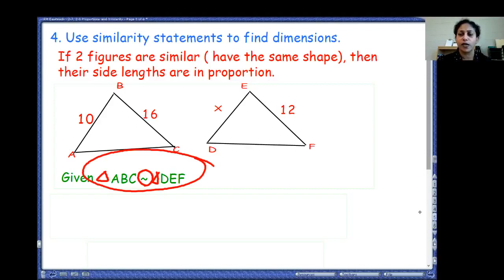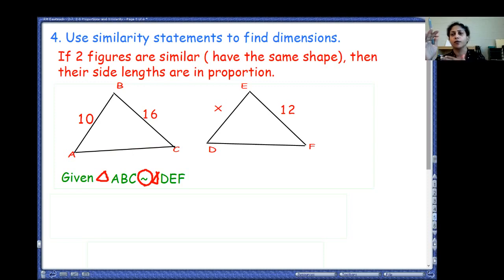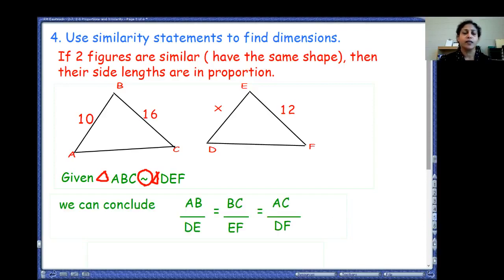So once you have the similarity statement, we know that the sides are going to be in the same proportion. So we can use the information from the similarity statement to write our proportions down. And we can say that AB over DE, which is using the first two letters of the similarity statement, is equal to BC over EF. And then the last one is also equal to AC over DF. Now we can use these three ratios in any combination we want to find any missing dimensions.